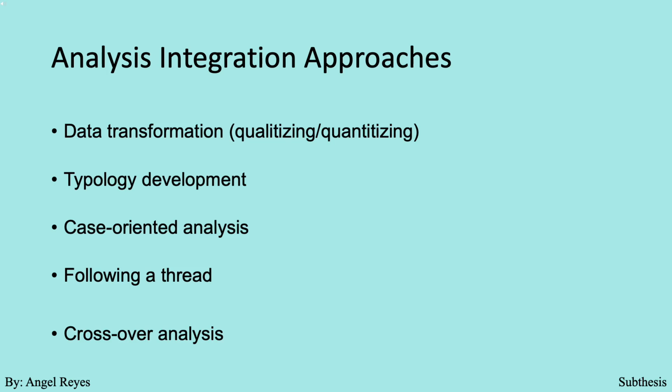Another approach is following a thread, tracing a concept or theme across both datasets to see how it appears and shifts. In crossover analysis, one dataset actively shapes the coding or interpretation of the other, deepening the interconnection between methods.